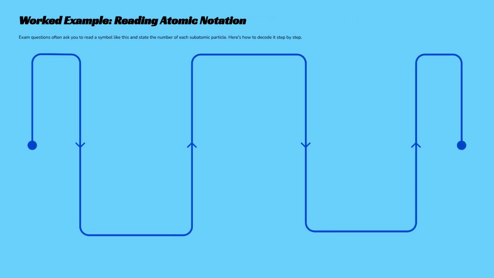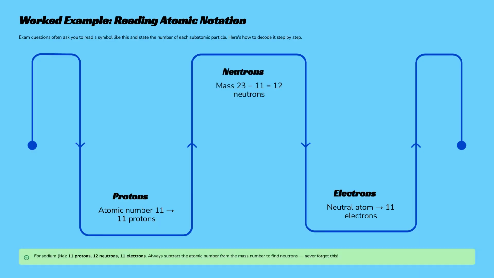For sodium, Na, the atomic number of 11 means 11 protons and 11 electrons. The mass number of 23 means 12 neutrons, 23 minus 11.